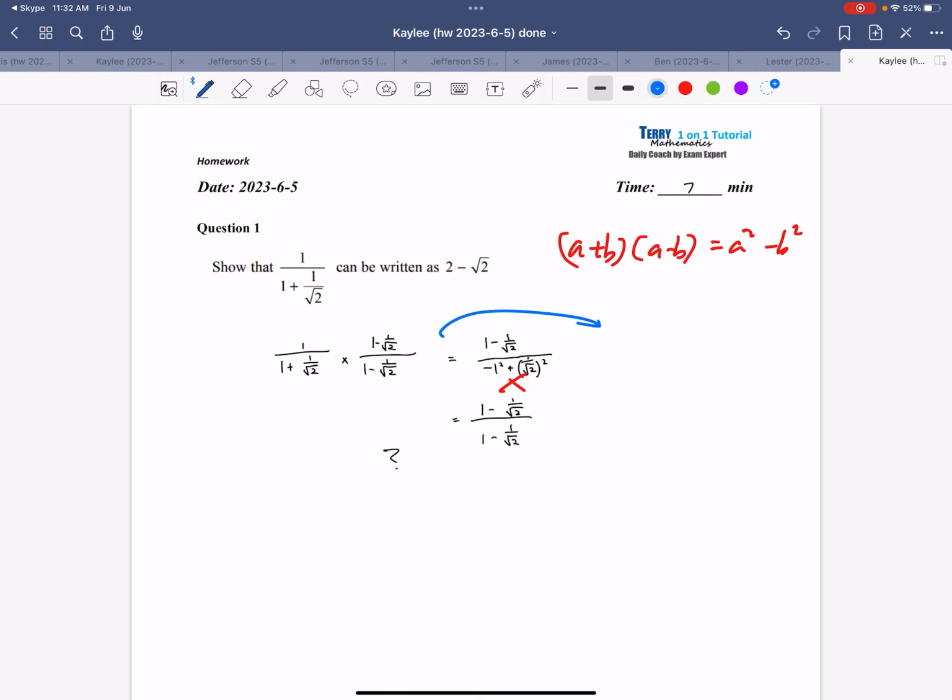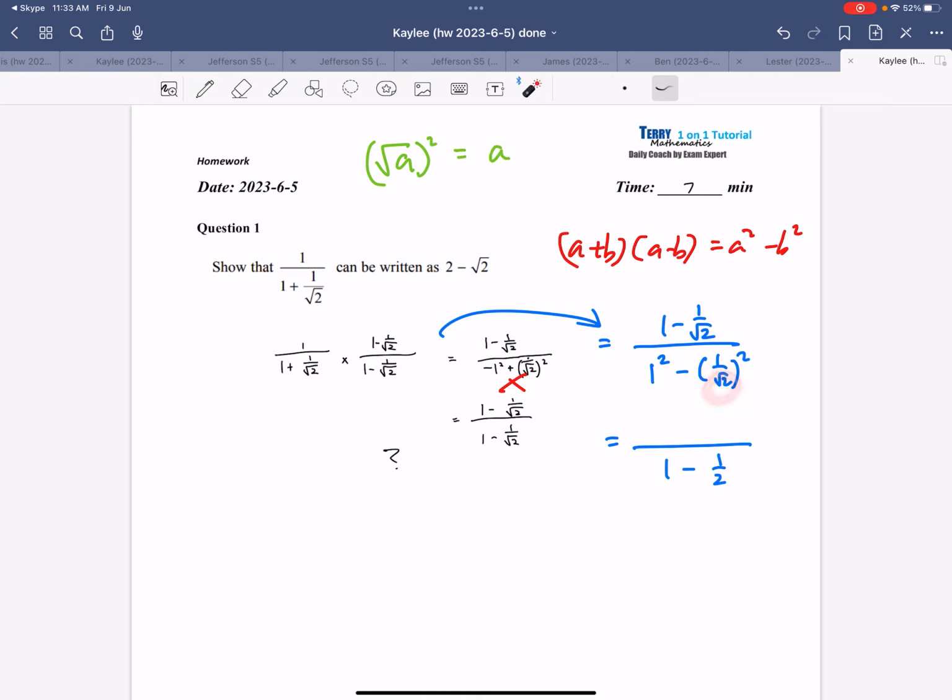If you follow your method, it should equal 1 square minus 1 over root 2 square, and then the numerator is this one. Okay, and then 1 square is 1, and 1 over root 2 square is 1 over 2, because root a square equals a. So root 2 square equals 2, and then the numerator is 1 minus 1 over root 2.